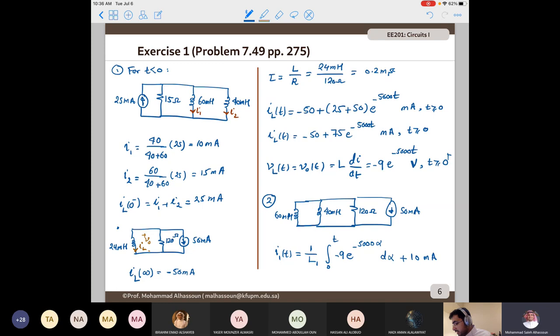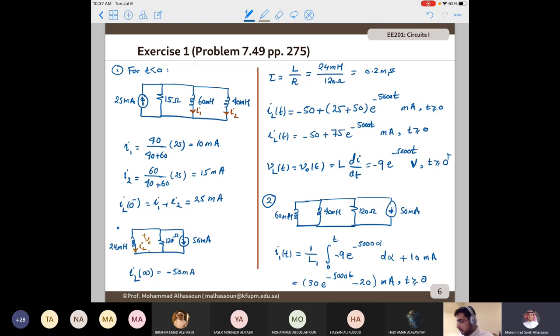Okay, this is the integral of the voltage. This is the initial value, which is 10 milliampere. So if we run the integral, we are going to end up with 30 e to the power 5000 t minus 20 milliampere, and this is true for t greater than or equal to 0.